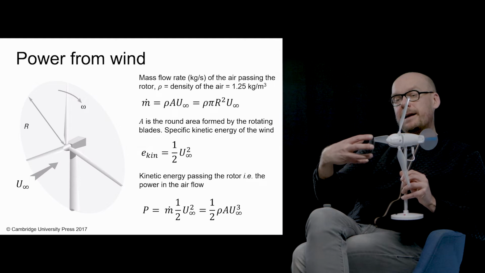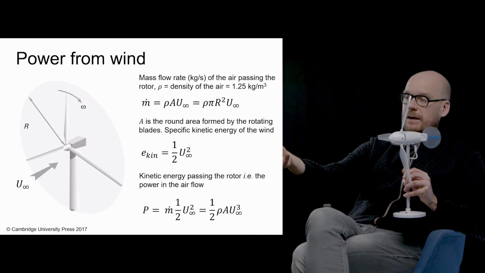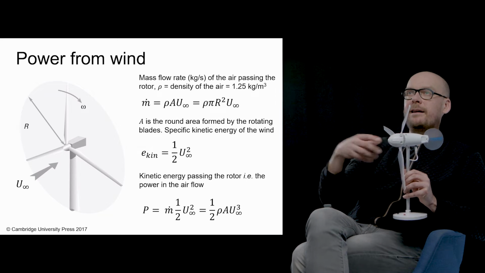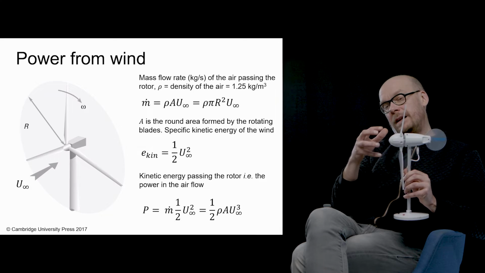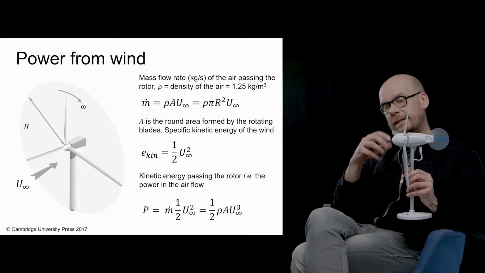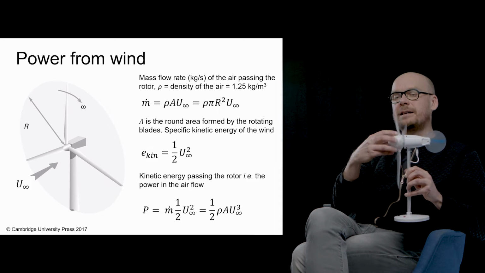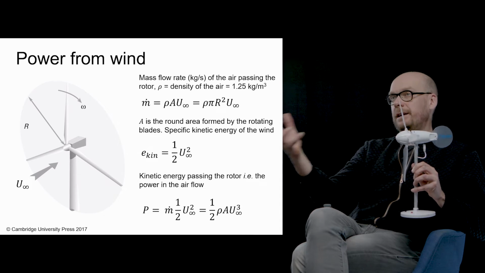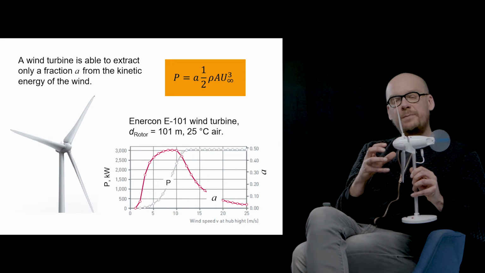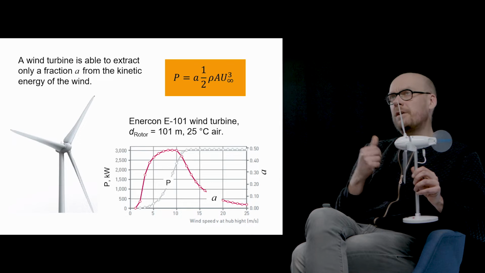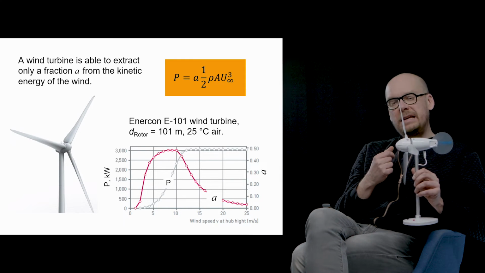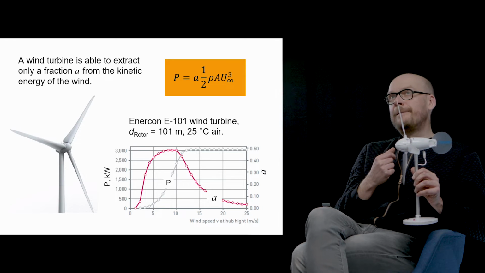This is the mass flow rate, and each kilogram of air brings in kinetic energy. So this is simply half times the wind speed squared, and the product of these, so mass flow rate times the specific kinetic energy, gives us the kinetic energy in the wind. But these turbines are not able to utilize full power, only a fraction of that kinetic energy. And this parameter is called the power coefficient.